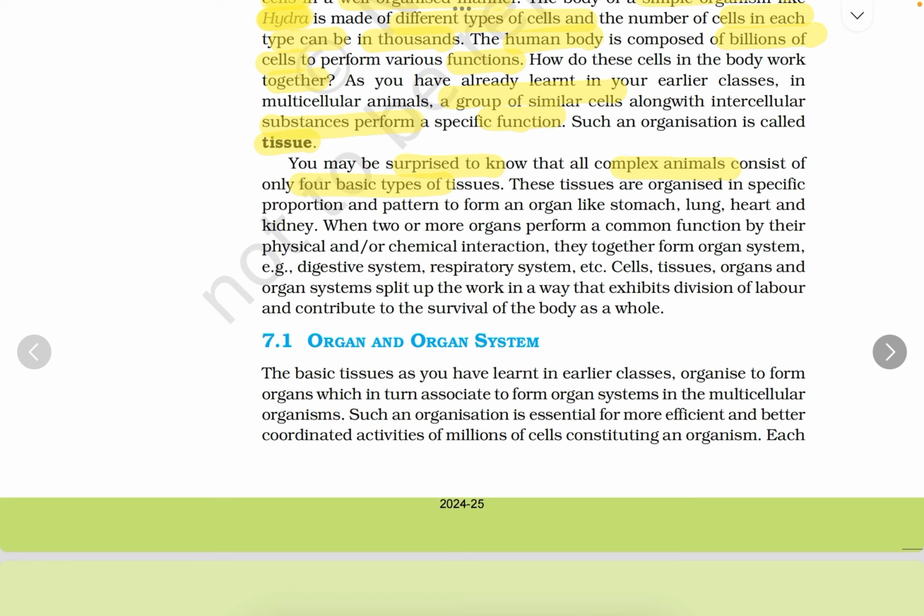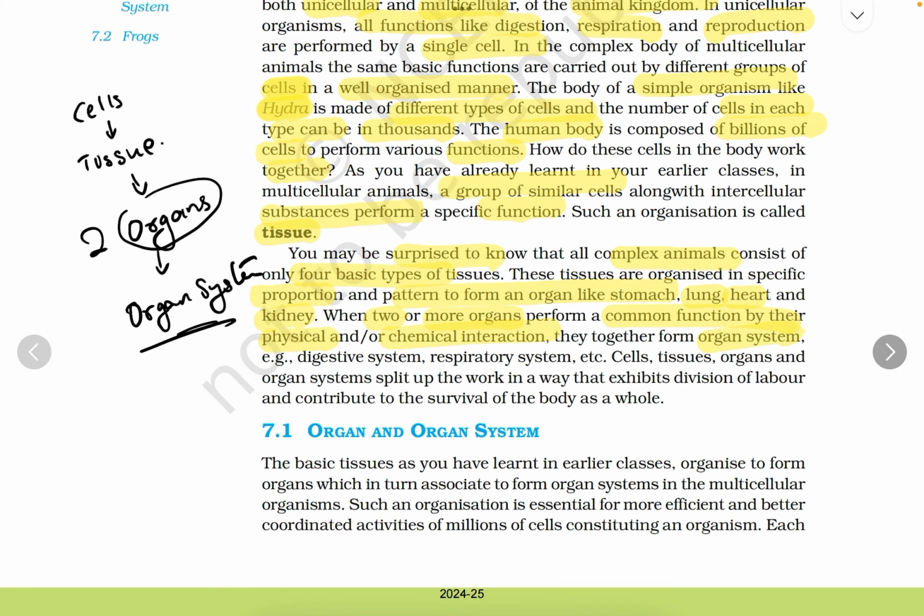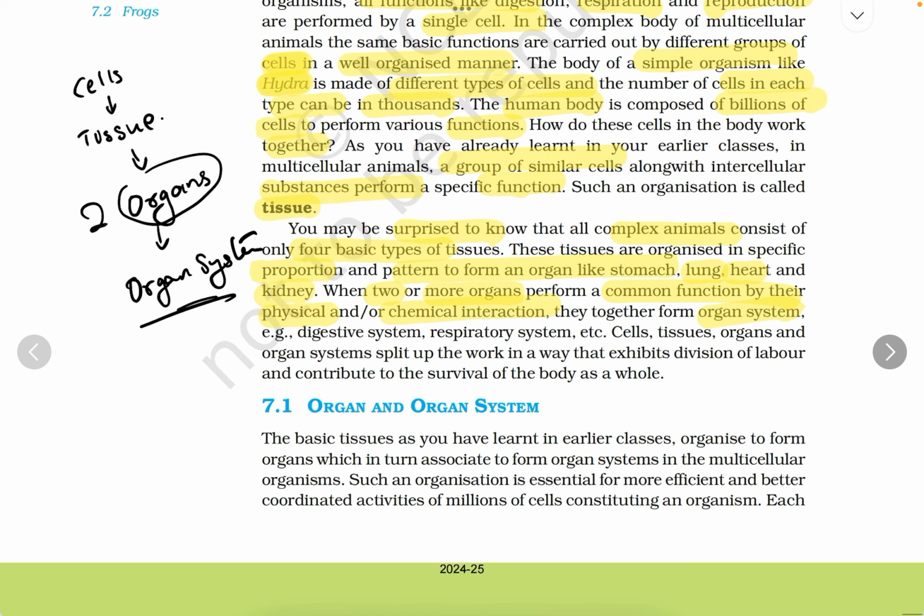Tissues are organized in specific proportion and pattern to form an organ like the stomach, lung, heart and kidney. When two or more organs perform a common function by their physical or chemical interaction, together they form an organ system. We learnt that if a lot of cells join together they form tissue, a lot of tissues join and form organs, and a lot of organs join together and form an organ system.